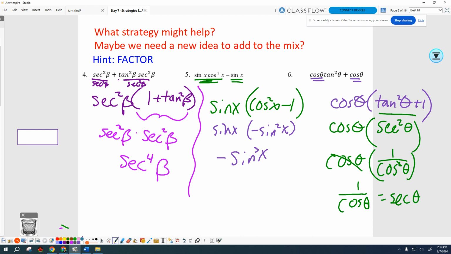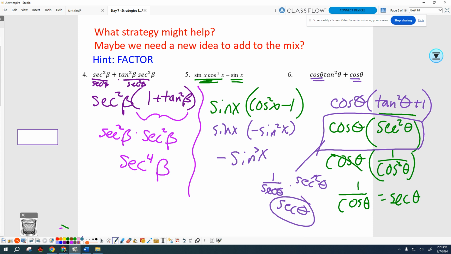Okay, and some clever chap in third period went from here. He said, you know what, cosine is 1 over secant, and multiplied by secant squared, reduced one of them and got secant slightly faster. Doesn't matter, you can take the extra step.